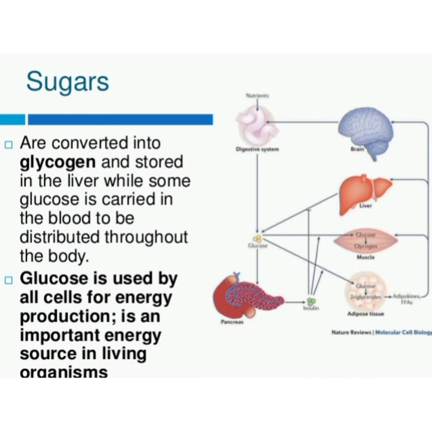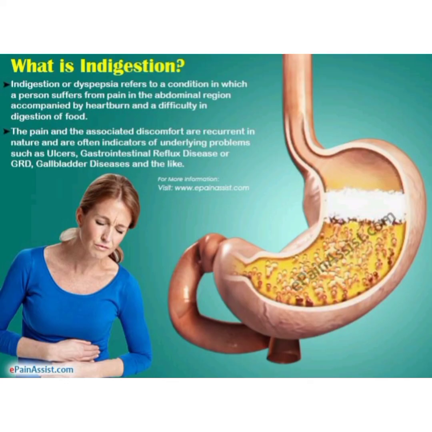So what happens? Excess of everything you do not require immediately gets stored. When we talk about sugar, it gets converted into glycogen and is stored in the liver. When we talk about excess glucose, it converts into fat and is stored in adipose tissues. Whereas amino acid converts into urea and is removed from the blood by the kidneys in the form of urine. Clear? Then we'll be talking about indigestion.